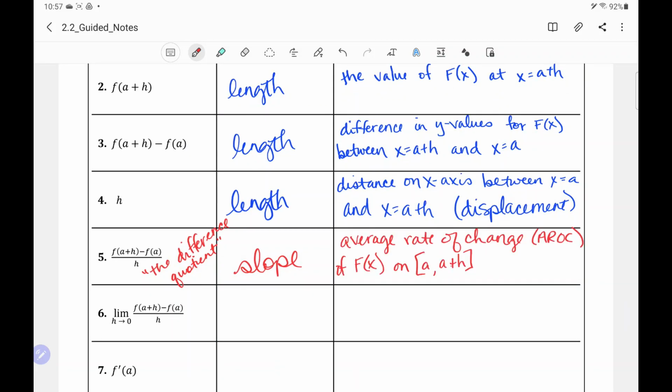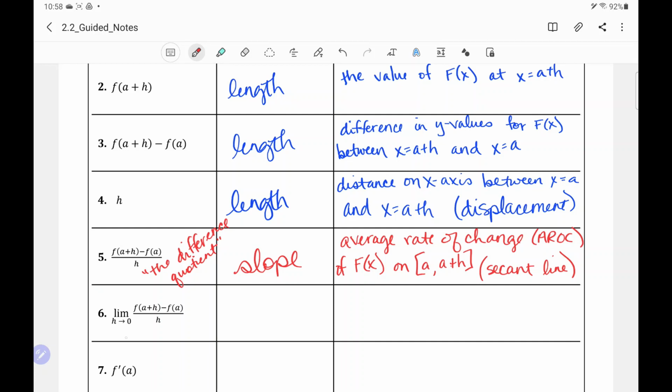The average rate of change, AROC, of f of x on a plus h. I'm going to also make a note that this is the secant line. This is the secant line to the point x equals a. Now, what do we see about the next one? What's the difference between 5 and 6? We don't even need the graph, but we could look at it.